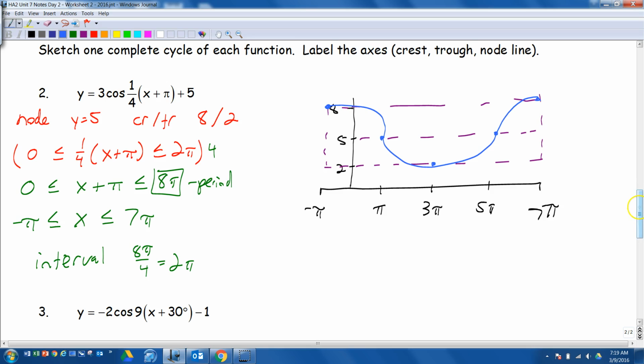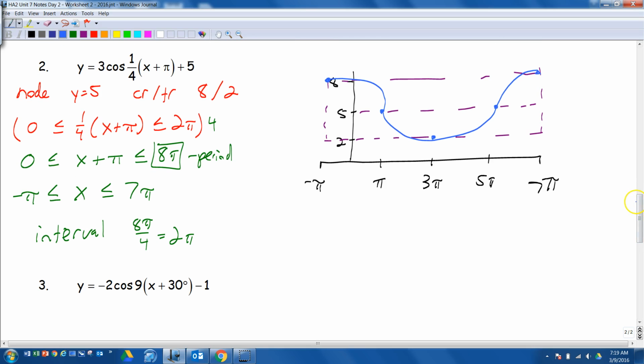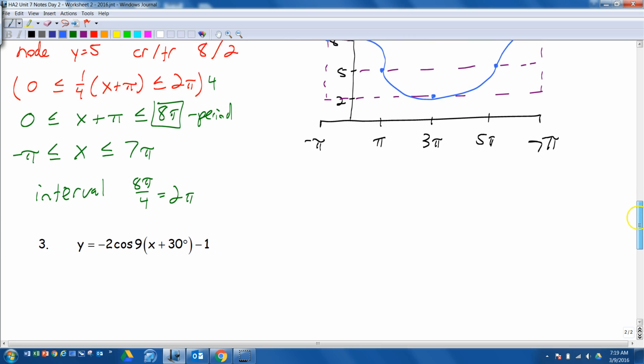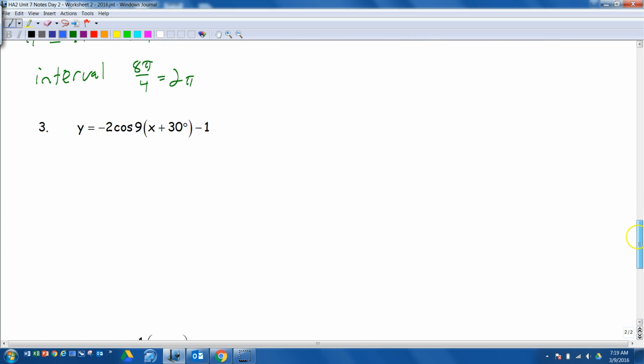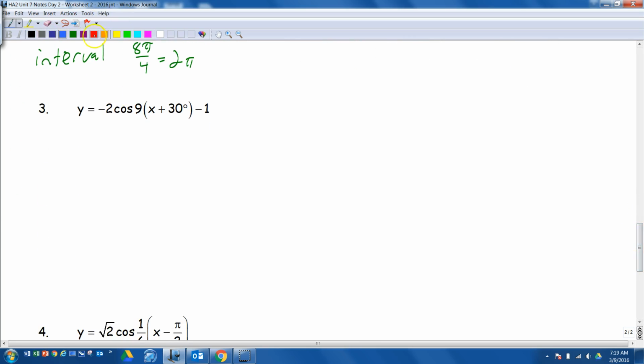Some things to note, though, on number 3. The first thing is we're in degrees, so that changes what you set your inequality up between. And the second thing is we do have a negative in front, which reflects the curve. So I'll talk about that as I go. So this one here, the node is at y equals -1. The crest and trough go up and down 2 from -1, so we go up to 1 and down to -3.